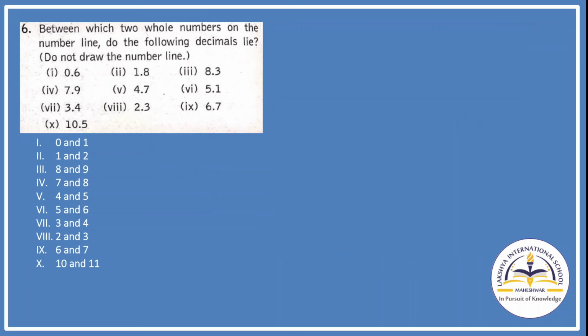Now question number 6, between which two whole numbers on the number line do the following decimals lie? Do not draw the number line. Without drawing the number line, you have to tell the two whole numbers between which these numbers can lie. So 0.6, this will lie between 0 and 1. Now 1.8, this will lie between 1 and 2.